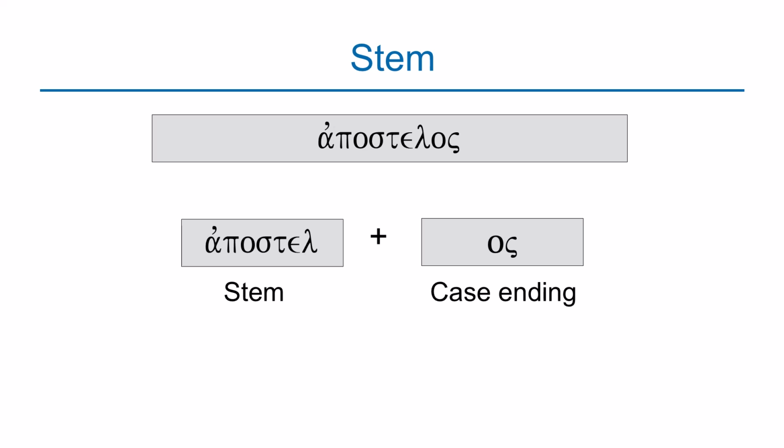And we said that when you want to show how a Greek noun, for example the word apostolos, can function differently in a sentence, you change the case ending and not the stem. You attach different case endings to the word apostolos and not the stem. So the stem remains the same, but the case ending changes depending on the function of the word. We're going to look at this in detail.